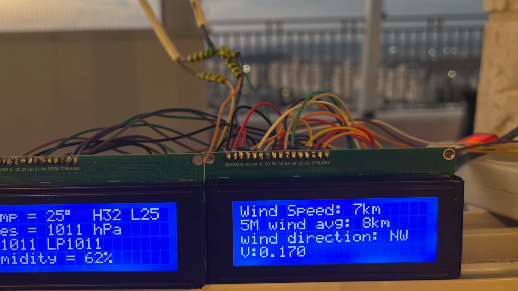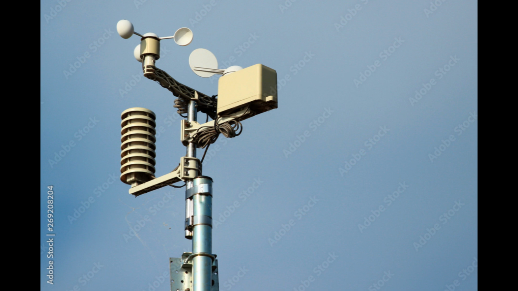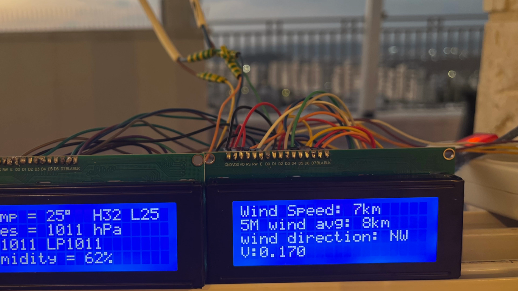On the second LCD, you get current wind speed in kilometers per hour, calculated from the voltage we get from the sensor. A 5-minute average wind speed, which gives a more stable reading of wind conditions. This approach is more accurate, and this is how real weather stations calculate wind speed. We also see on the screen wind direction and compass letters, like north, northeast, east, and so on.